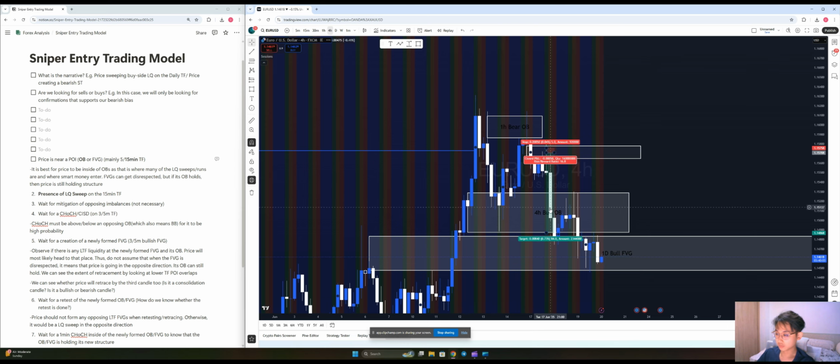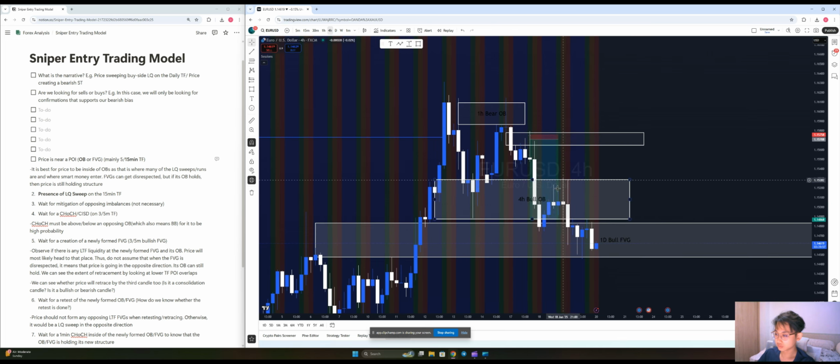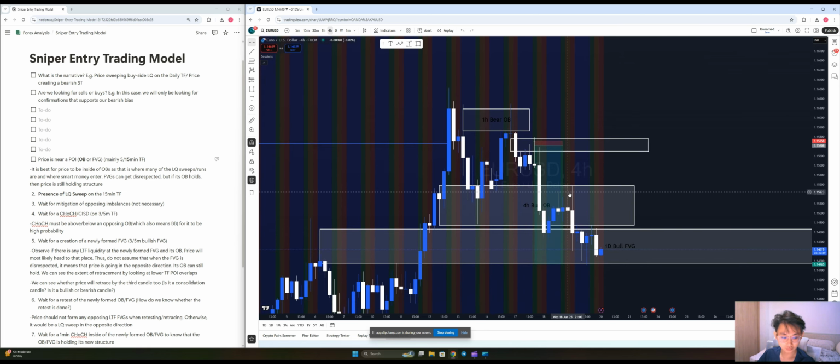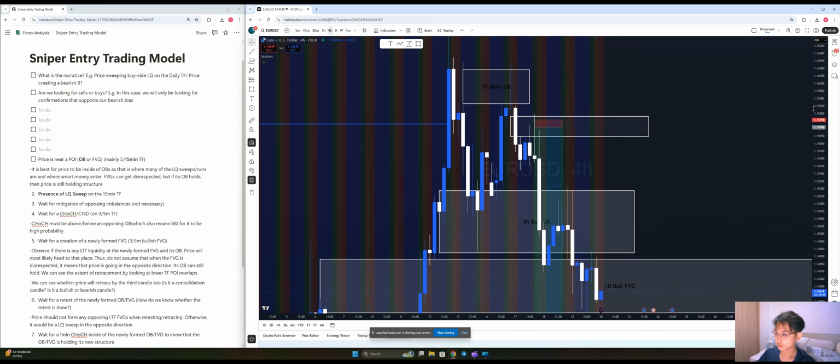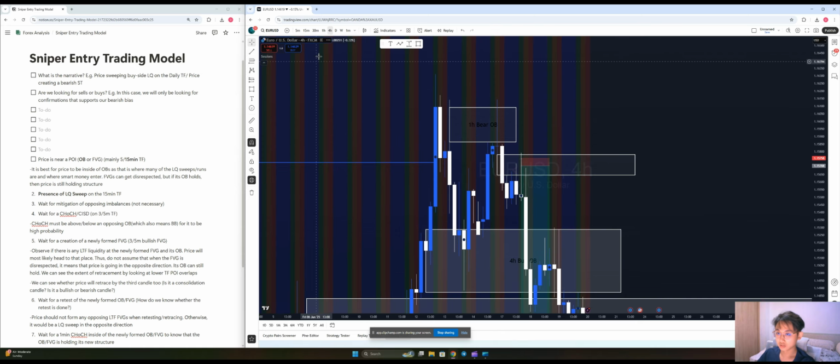Afterwards, we can also identify this for our bullish order block, and also this. So on the 4 hour, you can see there's a sharp turn. I'm not going to label this.